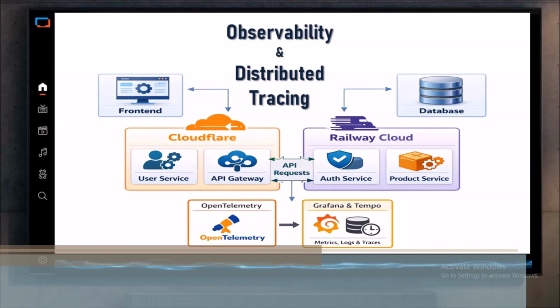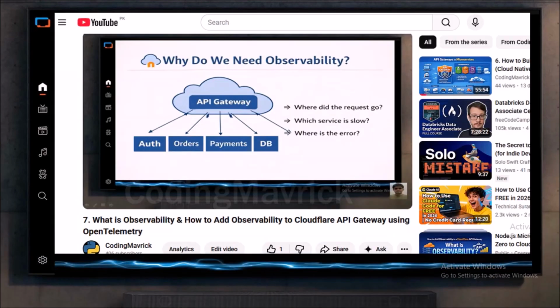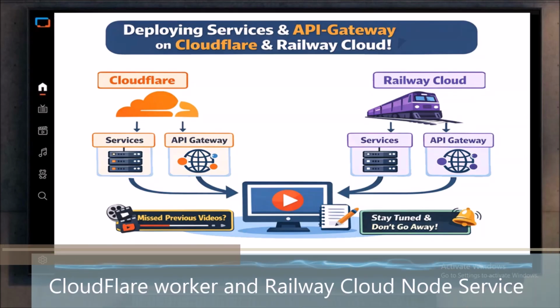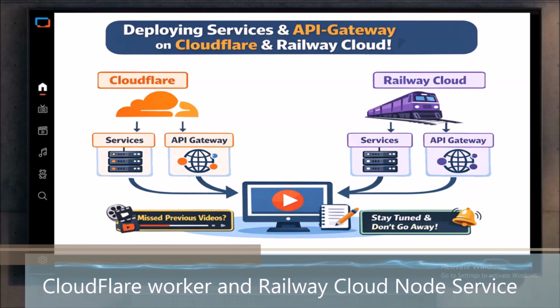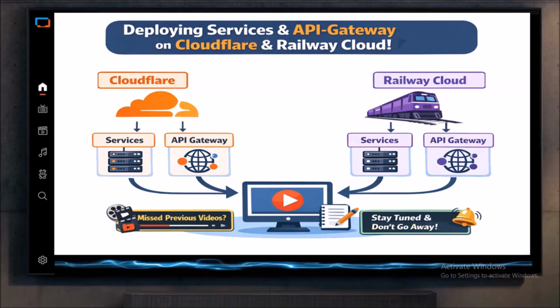Viewers, to get a basic understanding about observability, you may watch my previous video on my channel Coding Maverick. Now, in this episode, I will deploy services and API gateway on Cloudflare and Railway Cloud. So, if you have missed anything in the previous videos, you may watch them. Viewers, stick around and don't go away.